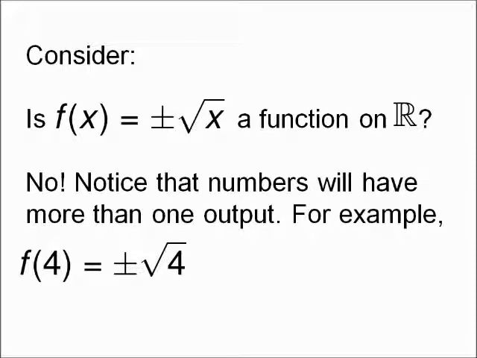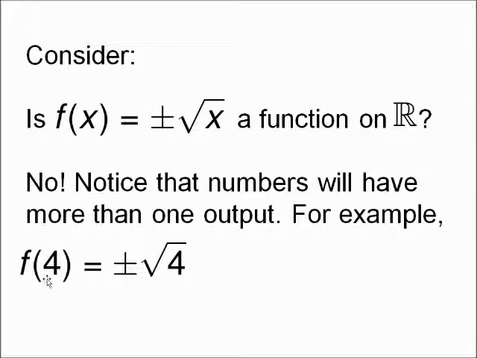Notice that numbers will have more than one output. Because we have a plus or minus, that messes this up. This is not a function because it's going to spit out both a positive number and a negative number. For example, what if I plug 4 into my function? I take the square root of it. I want plus or minus the square root of 4.